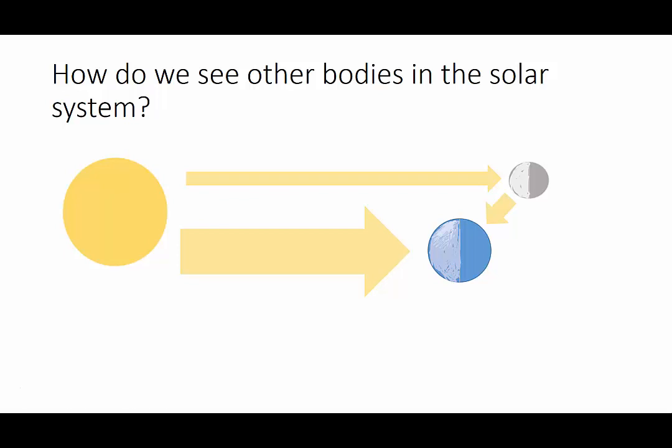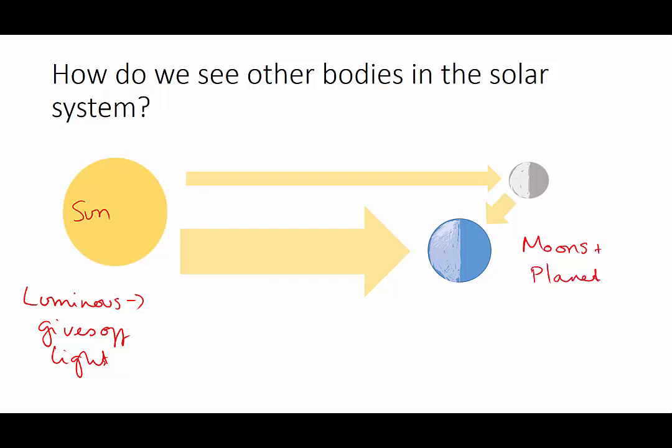So, how do we see other bodies in the solar system? Well, the sun is a star, and that's a luminous object, which means it gives off its own light, that it produces itself. Other objects in our solar system, moons, planets, comets, asteroids, they are not luminous. That means they don't produce their own light. So the way that we see them is by them reflecting the light that has been produced by the sun.